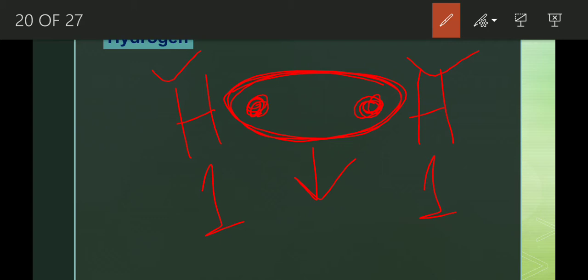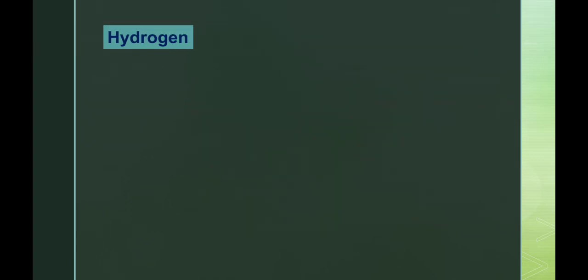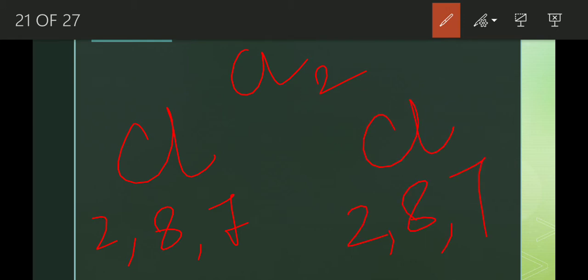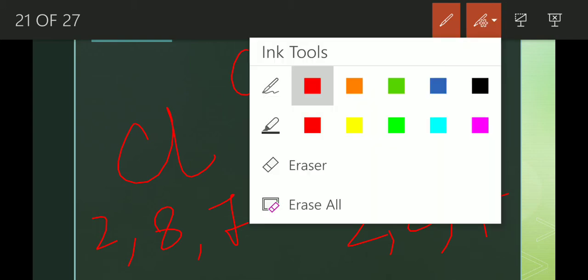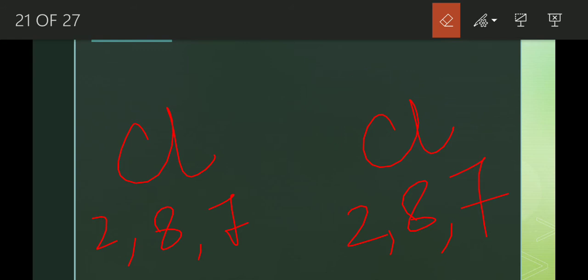Clear? This is very easy. Similarly, the next example is chlorine. It is also a non-polar covalent compound. That means here also the shared pair of electrons is equally distributed. See, chlorine we write as Cl2. The atomic number of chlorine is 17, so 2, 8, 7. Another atom of chlorine, again 2, 8, 7. In the outermost shell, 7 electrons are present.